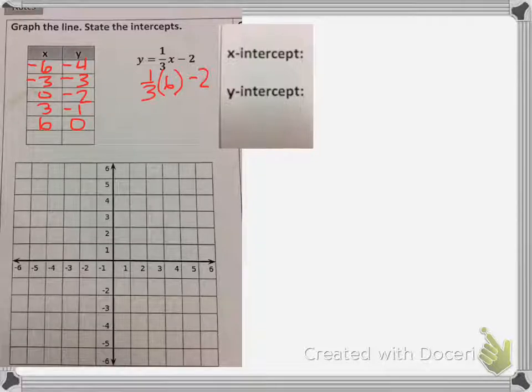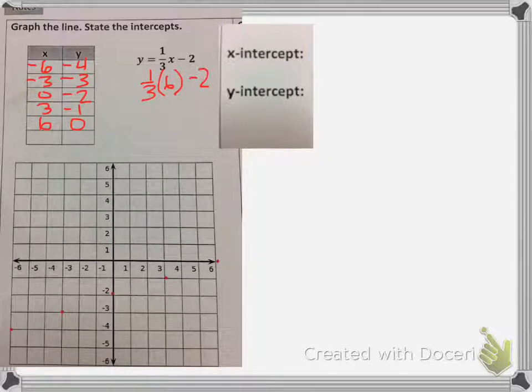So now that I have those ordered pairs, I can graph those. Hopefully that will give me enough information to actually find what I'm looking for here. So my first ordered pair is -6, -4. So I go over -6, I go down -4, and that's where my first point's going to be. My second ordered pair is -3, -3. My third ordered pair, 0, -2, 3, -1, and 6, 0.